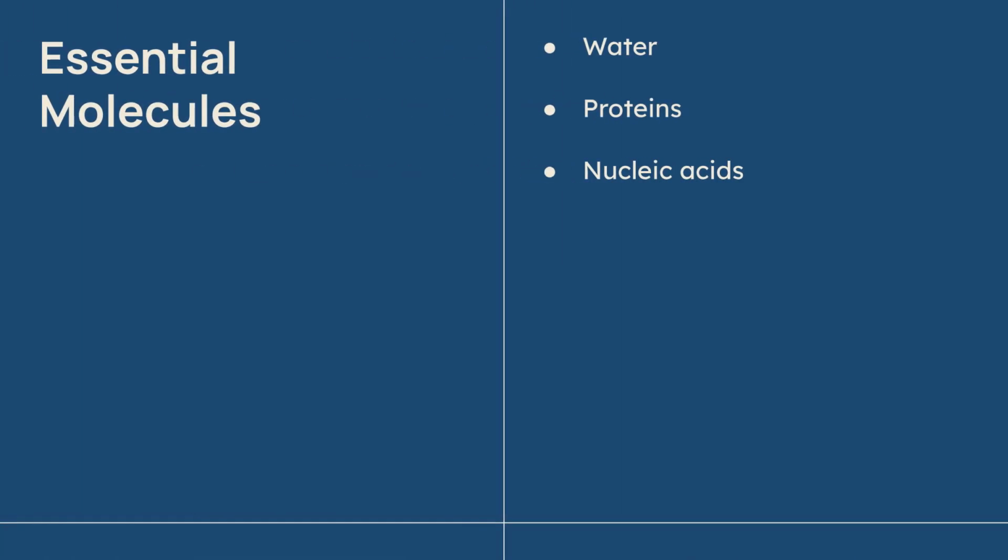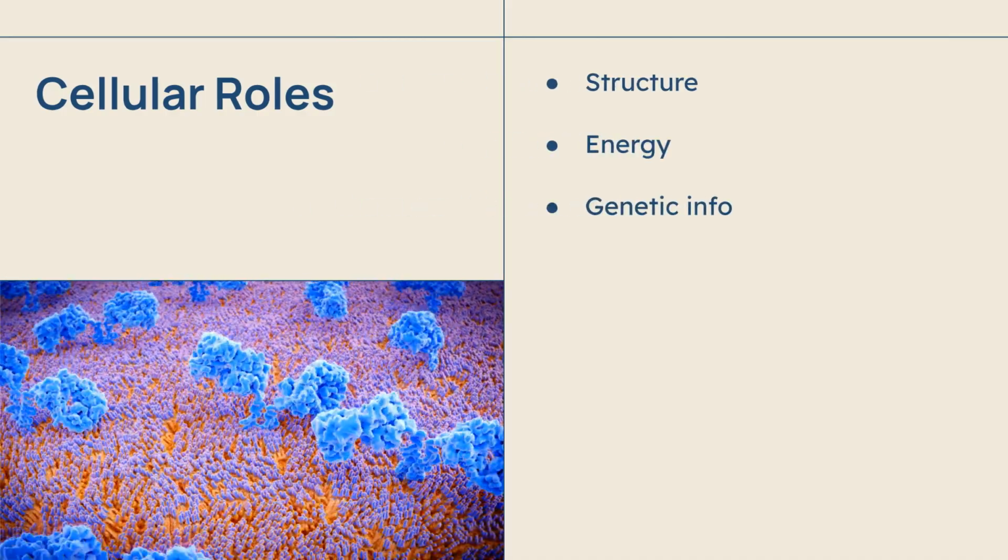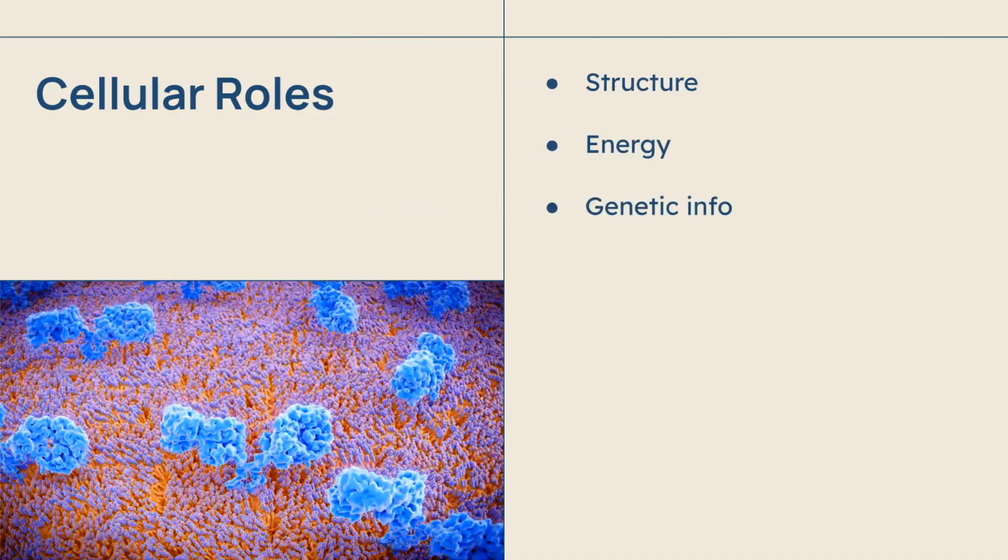Next, we'll explore the molecular composition of the human body. The human body is composed of essential molecules like water, proteins, carbohydrates, lipids, and nucleic acids. These molecules play vital roles in cellular function, providing structure, energy, and genetic information.